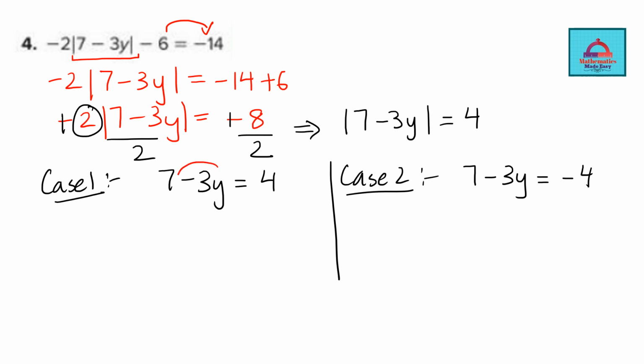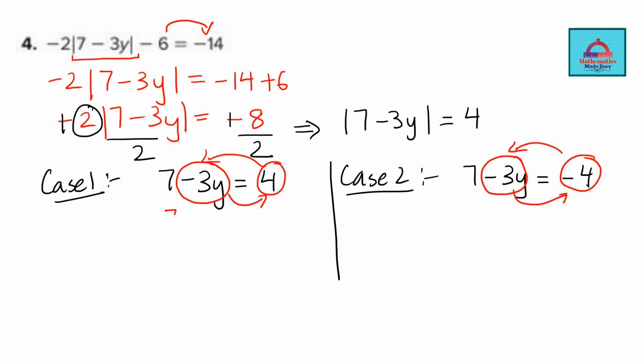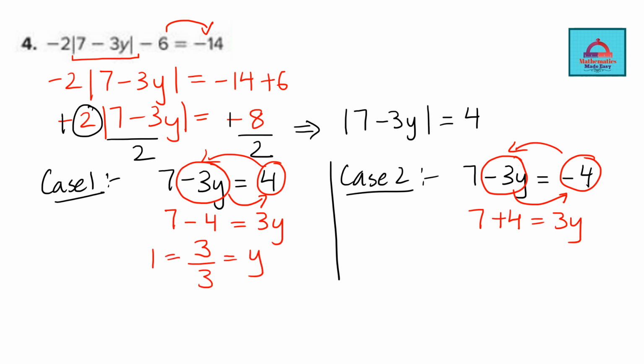So I'm going to move this minus 3y on the other side, and this minus 4 and this 4 on this side, just to simplify. So what it becomes, 7 minus 4 is equal to 3y, and 7 plus 4 is equal to 3y. So what is your value of y here? 3 divided by 3 is the value of y, which is nothing but 1. So one solution which I got from here is y equal to 1.